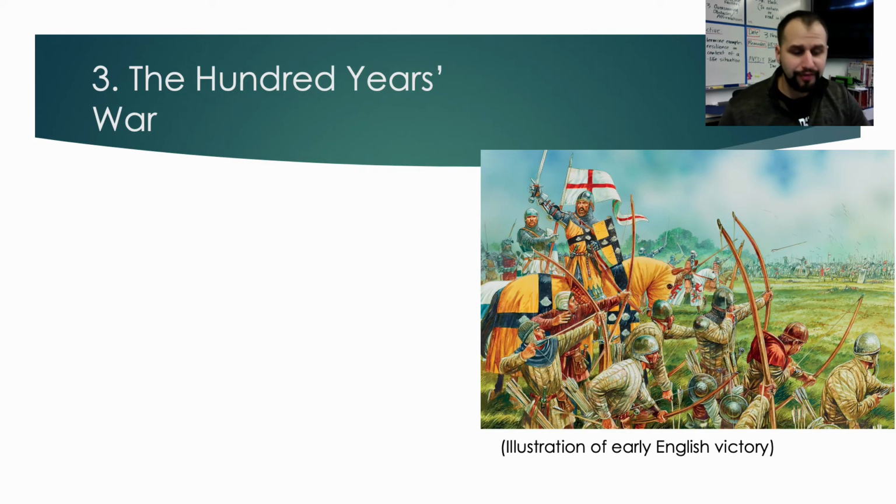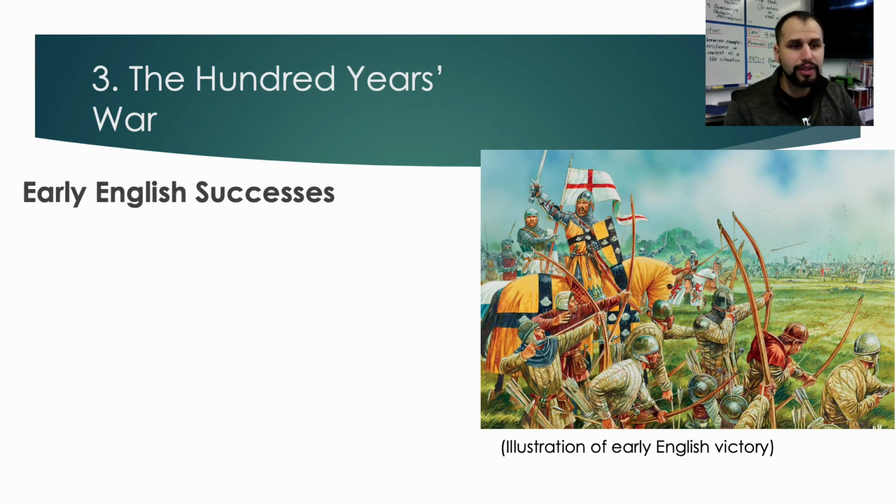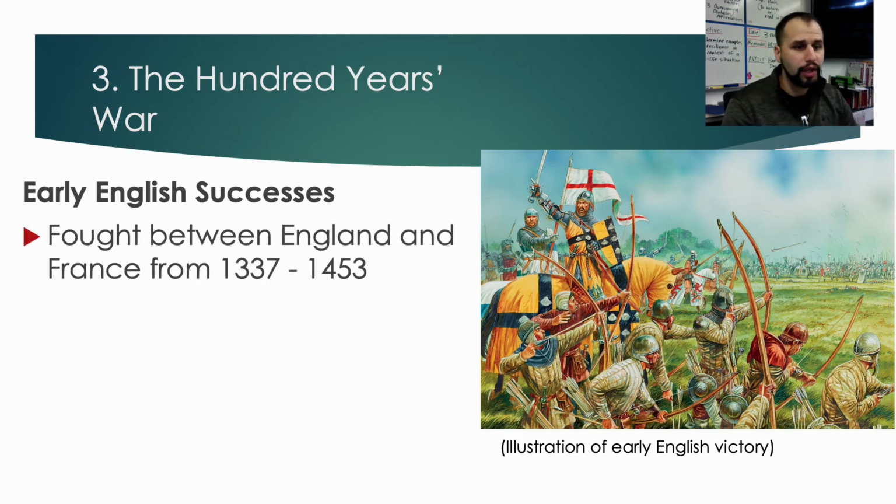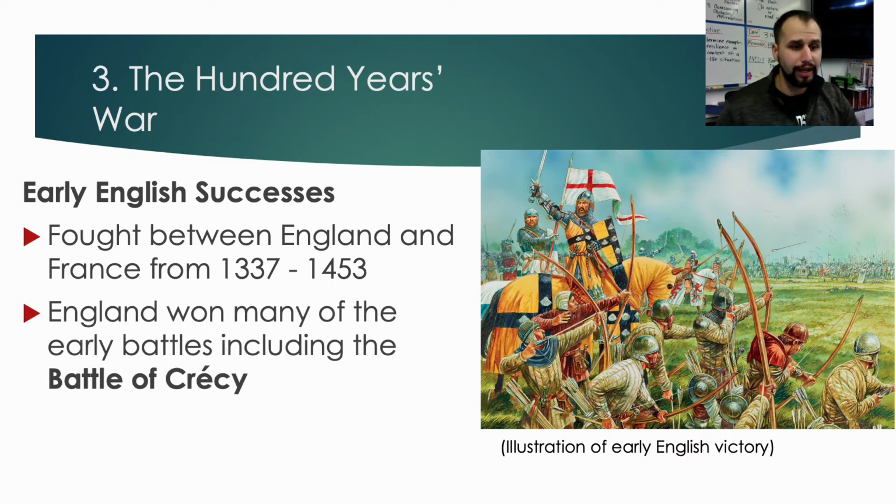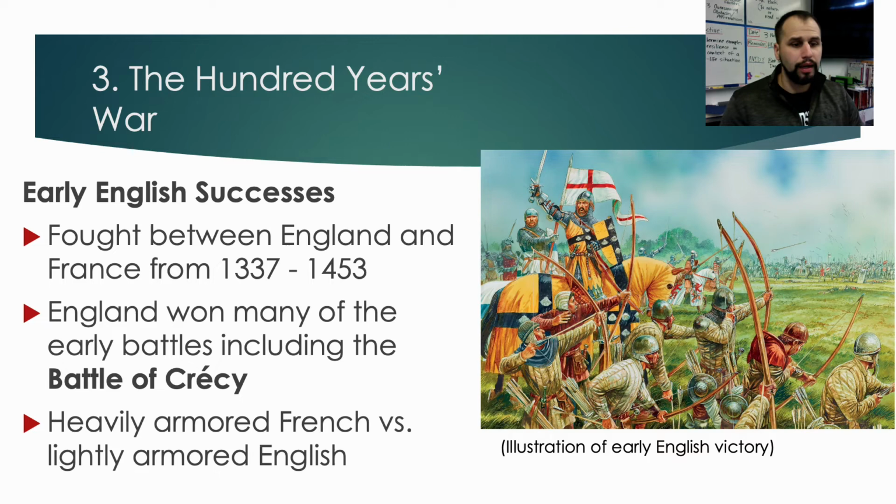The last event that led to the decline of feudalism is the Hundred Years' War. So first the war started in 1337. It was between the English and the French, and during the start of the war, English had many successes. So England won many of the early battles, including the Battle of Crécy. Heavily armored French troops were pitted against lightly armored English troops, and England early in the war was recruiting commoners to join the battle.